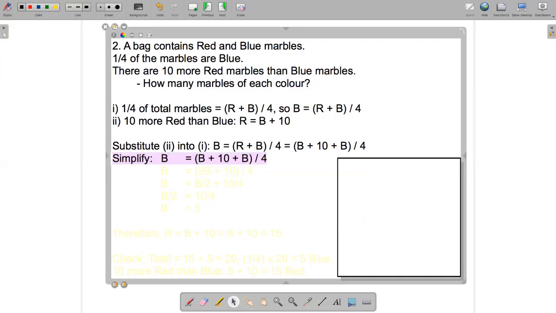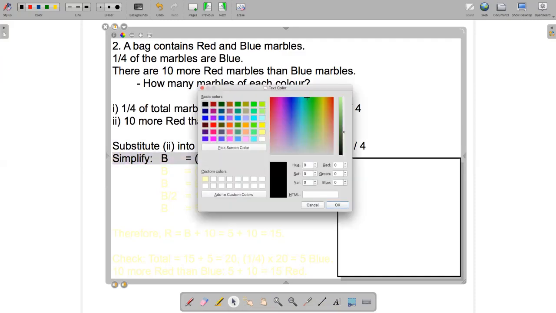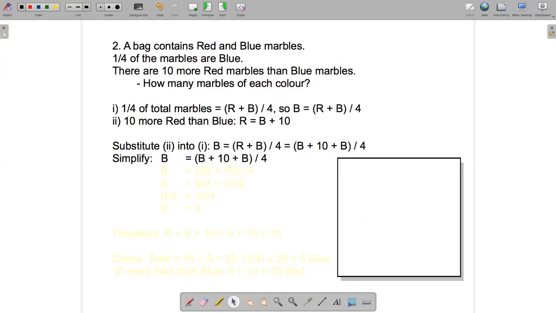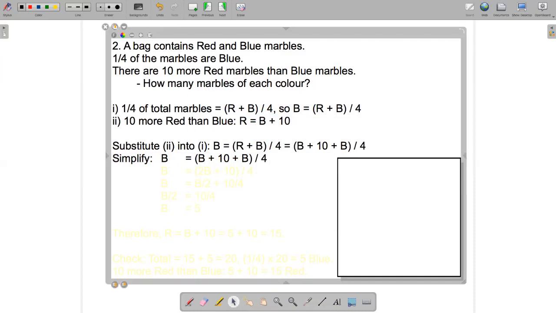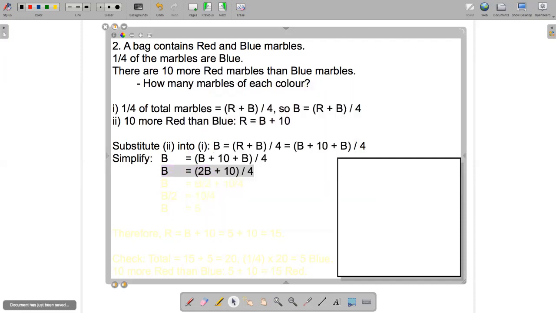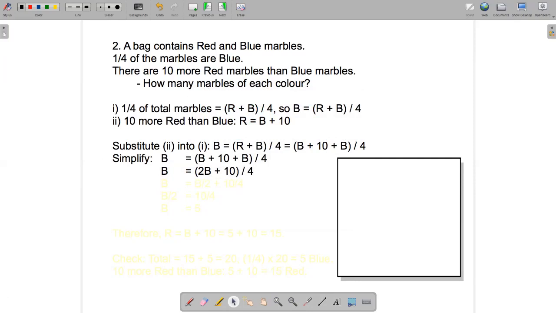So let's just write it down again, just so we can work on it without getting distracted. I have B plus 10 plus B. So I could simplify that by writing 2B plus 10. Next, I have 2B divided by 4, which is the same as B divided by 2. And then I have 10 divided by 4.